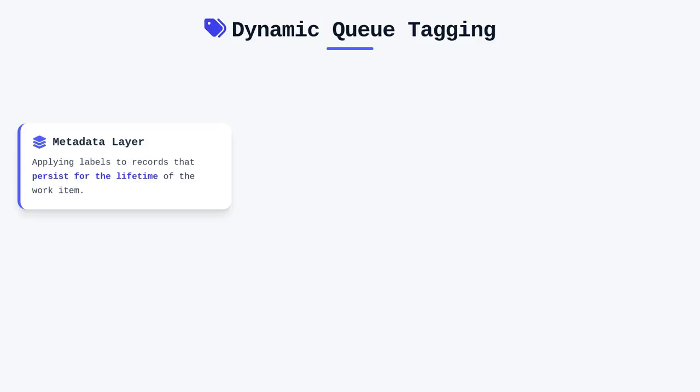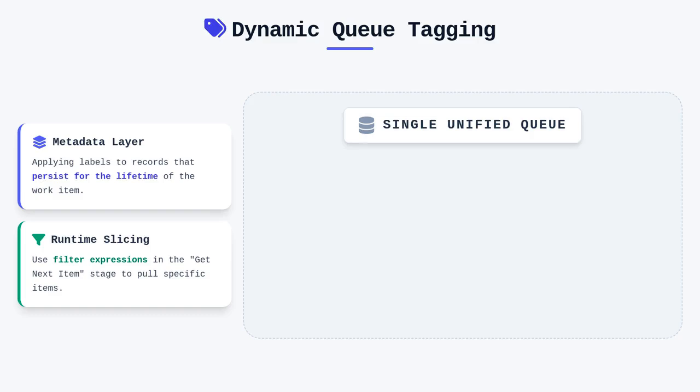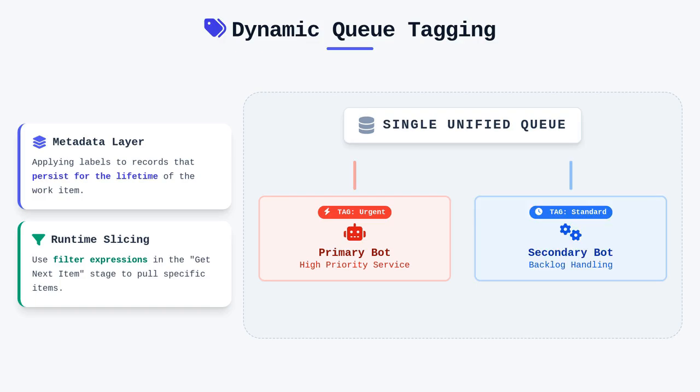Tagging acts as a metadata layer attached to individual work items, allowing you to slice and dice your queue at runtime. When you use the tag item action, you are effectively applying a label to a record that persists for the lifetime of that item. These tags are not just static markers. They serve as powerful filters within your getNextItem stage. By specifying a filter expression in the action parameters, you can selectively pull items with specific tags, which immediately enables a pattern where one single queue can be serviced by multiple specialized worker processes.